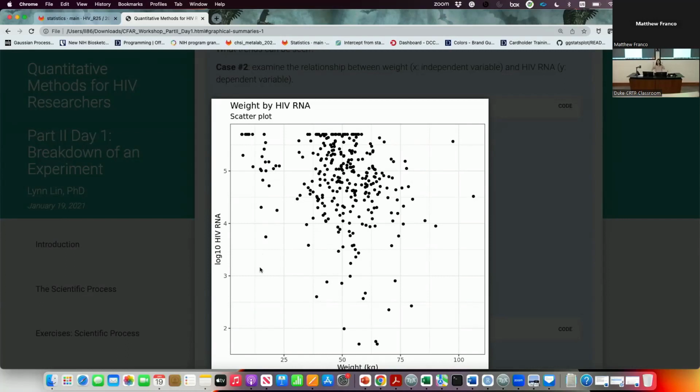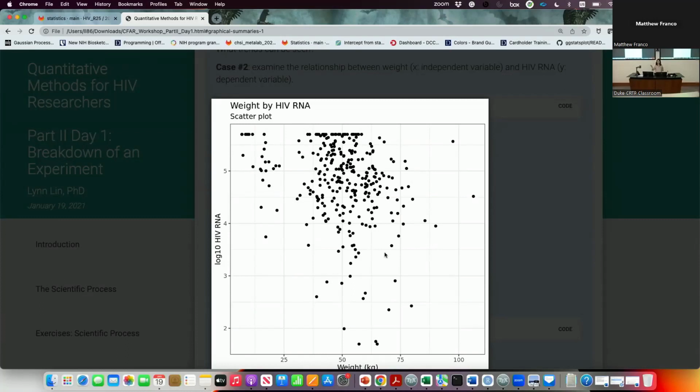Besides the relationship, we can identify some patterns in the data. For example, the observation is that there seem to be two clusters in this data. One is people having extremely low weight, and the other is people having moderate weight. So two clusters, and the relationship between weight and HIV RNA within each cluster may be a little bit different. This is just an observation.